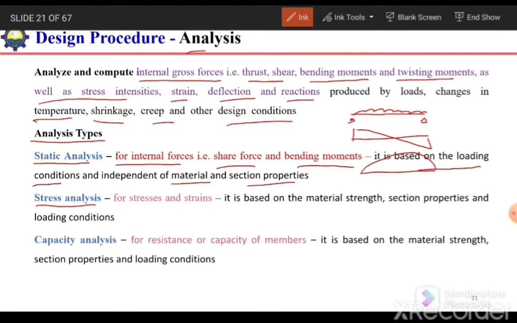The second type of analysis that we may perform is stress analysis. This stress analysis is performed for stresses and strains. If we want to calculate the stress and strain inside a section or inside a structural member, then we perform stress analysis. It is based on the material strength, section properties, and loading conditions.